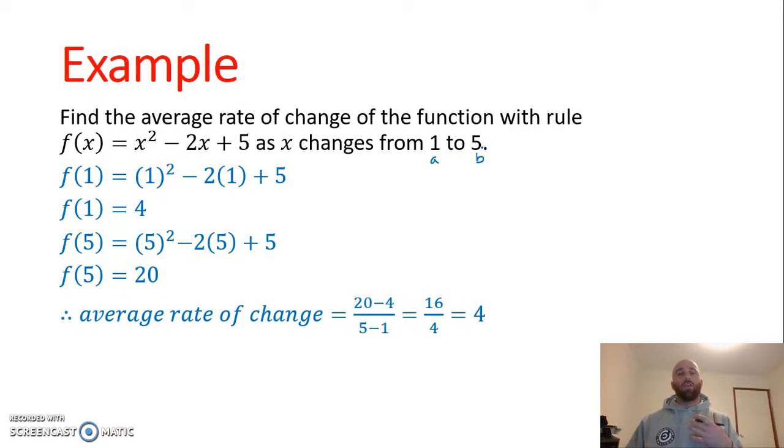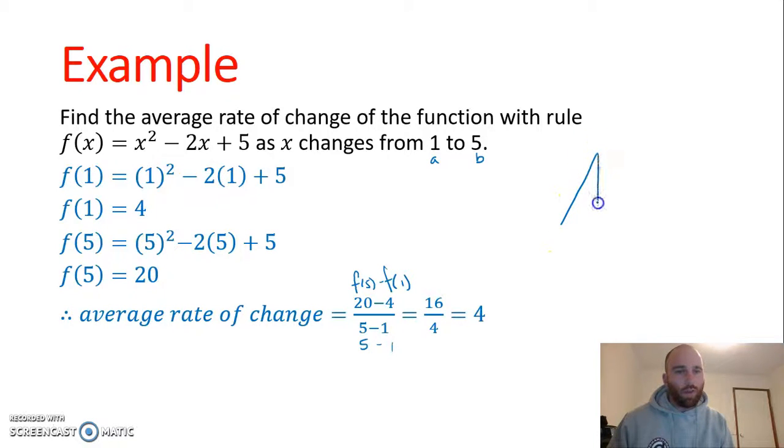To find my average rate of change, I take f of 5 minus f of 1, divided by 5 minus 1. You can see I just rewrote it, which is 16 over 4, which is 4. So the average rate of change, the average slope, is 4.